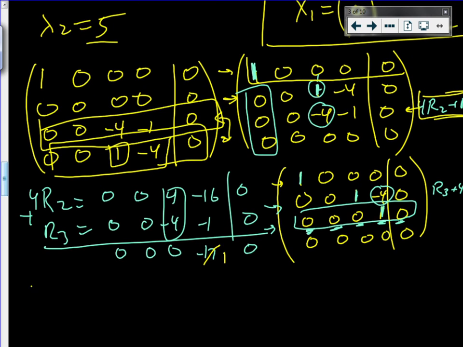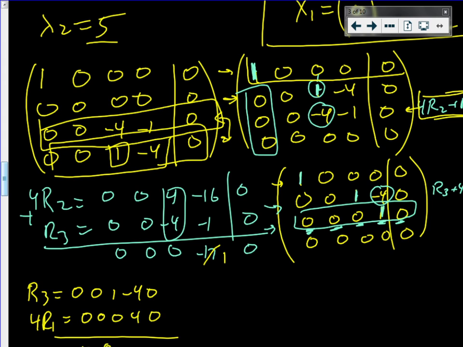Here is row 3. It is 0, 0, 1, negative 4, 0. 4 times row 1 is 0, 0, 0, 4, 0. When I add these, I still maintain my 1, but I get a 0 there. So to save a little time and space, let me put a 0 there. Okay, so now we're done.